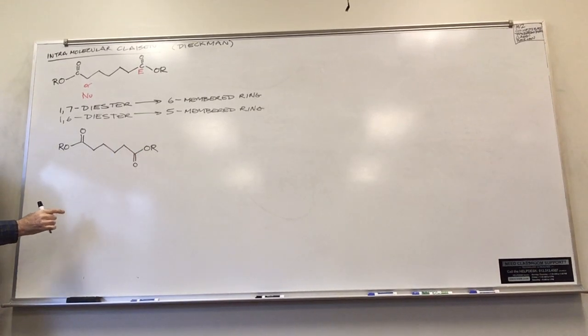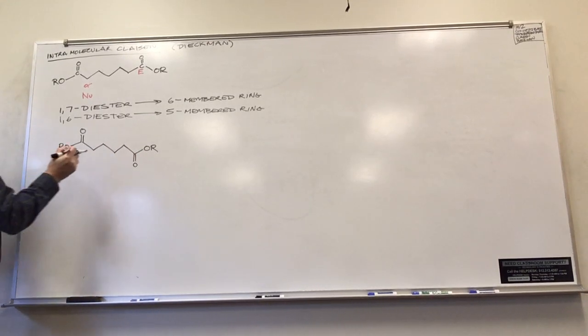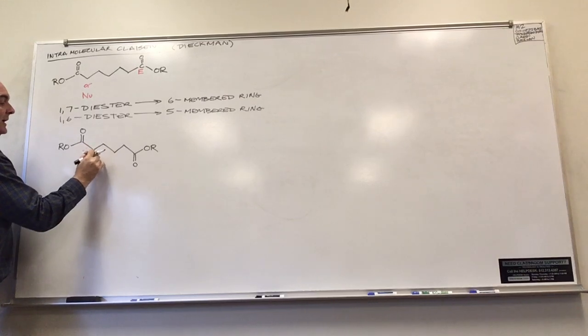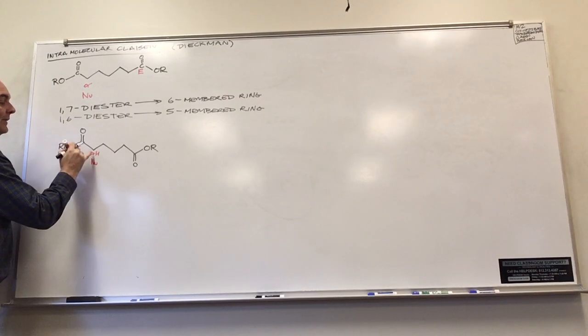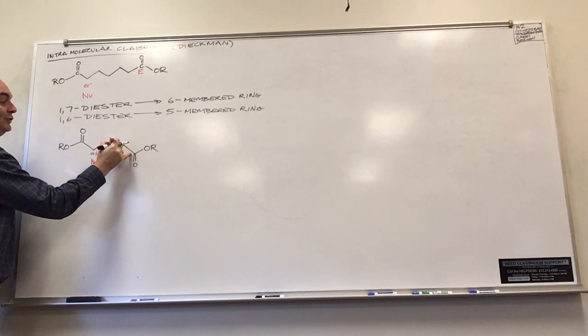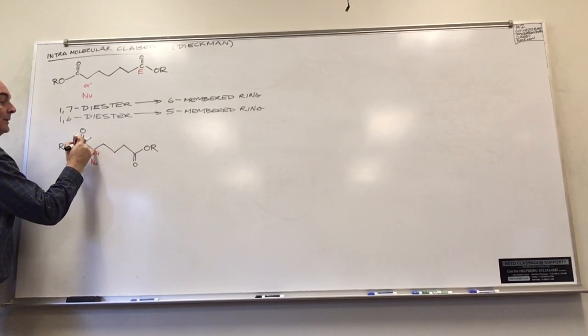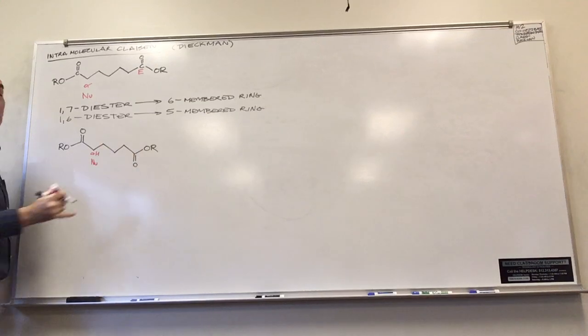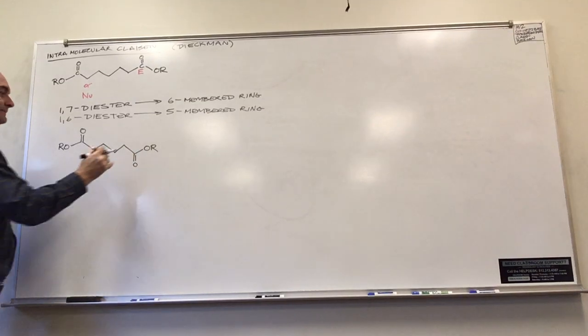6 carbons total in the chain. That's an alpha position right here. So I'm going to build my nucleophile there, and then it will reach out and build a new bond here. There'll be 1, 2, 3, 4, 5 atoms in that ring.